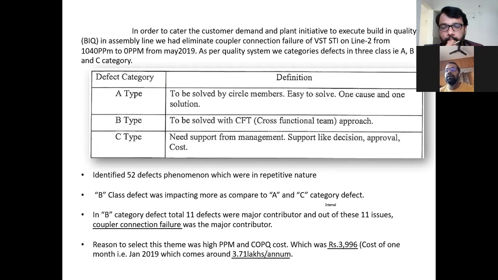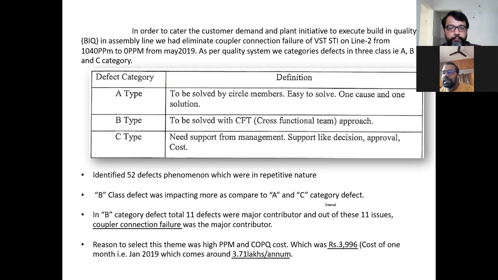For example, if the overall tool has to be changed, such tooling costs come under the C category. We identified overall 52 kinds of defects, which are repetitive in nature and affecting the ppm of assembly line 2. Out of 52, B class defects were the highest and contributed most to the coupler connection failures.